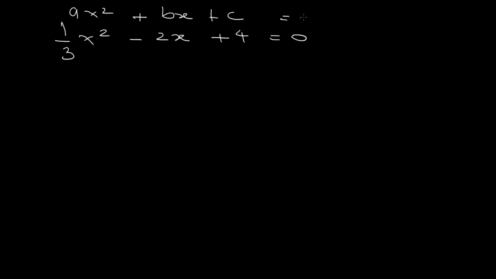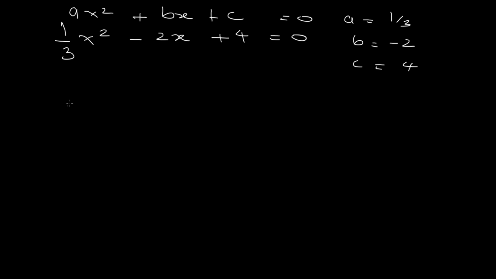So let's go to the third one. The third one is a bit complicated because we have a fraction. Normally, fractions are a bit difficult to deal with, so we need to be careful. So is this in our format ax squared plus bx plus c equal to 0? Yes. So we have a is equal to 1 over 3, b is equal to minus 2, c is equal to 4.